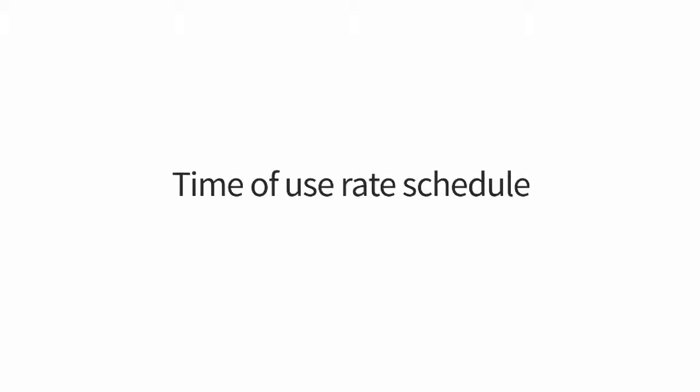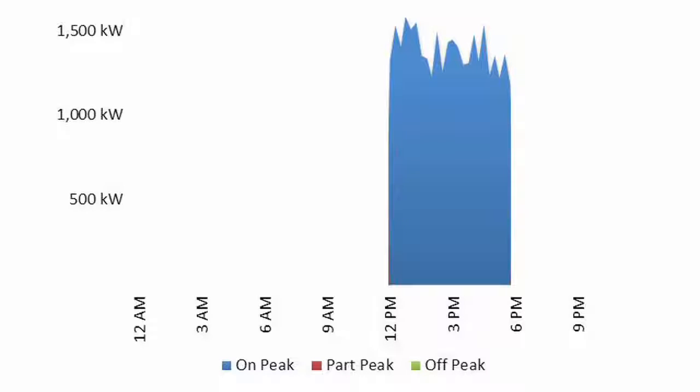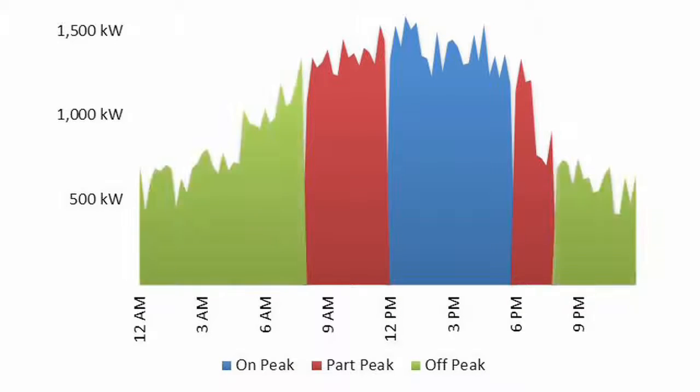Another type of common rate schedule is time of use rates. To understand these rates, we need to look at usage in 3 different time of use periods: the on-peak, the part peak, and the off-peak. In this example, the on-peak period runs from noon to 6 p.m. The part peak period runs from 8 a.m. to noon, and then 6 p.m. to 8 p.m. The off-peak period just happens in all the other hours.